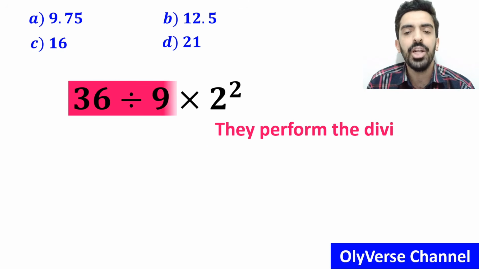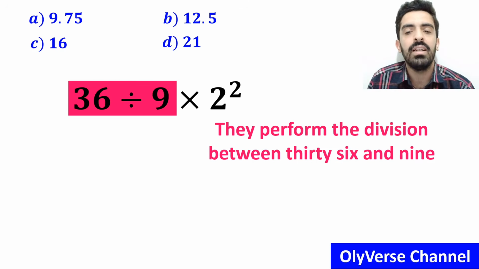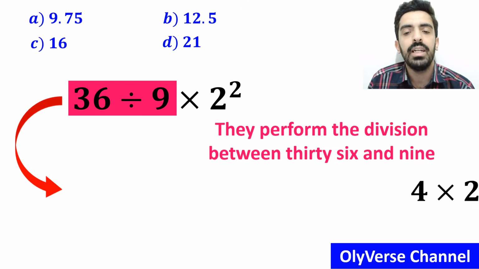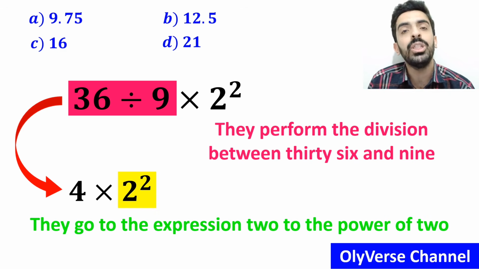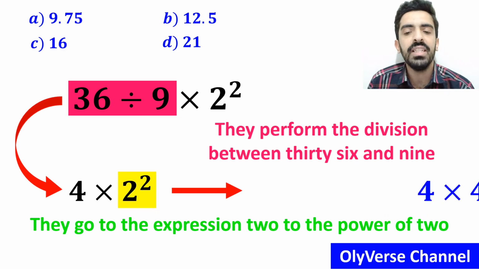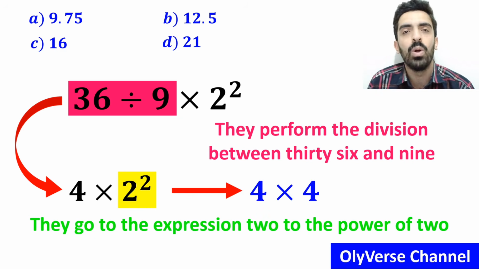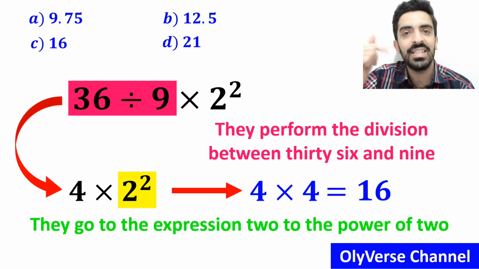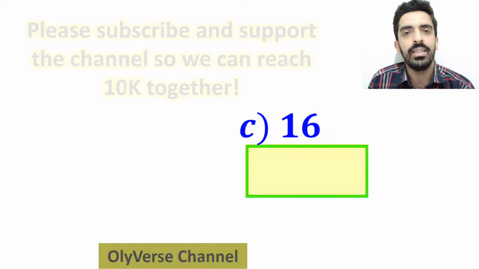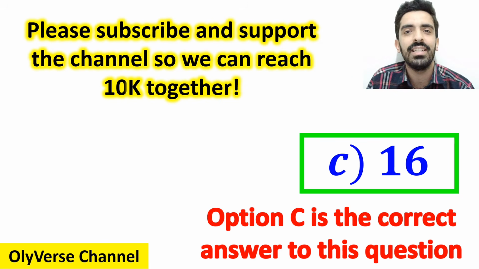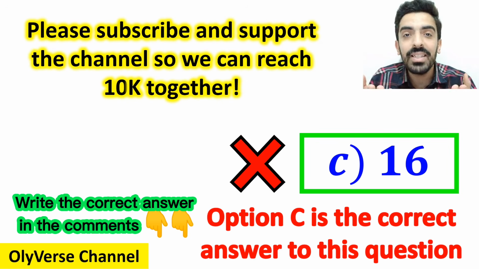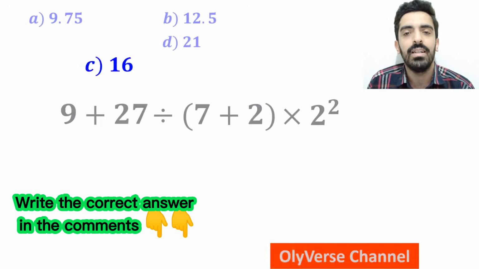Then, they perform the division between 36 and 9, and instead of this expression, they write 4 multiplied by 2 squared. And the final step, they go to the expression 2 to the power of 2 and simplify this expression to 4 multiplied by 4, which finally gives them the answer 16. And immediately, they conclude that option C is the correct answer to this question. However, it's not the correct answer to this question.